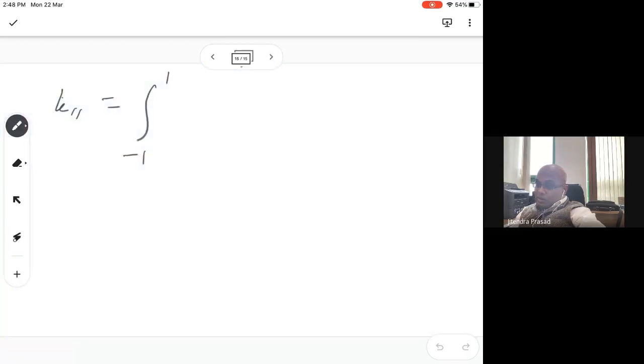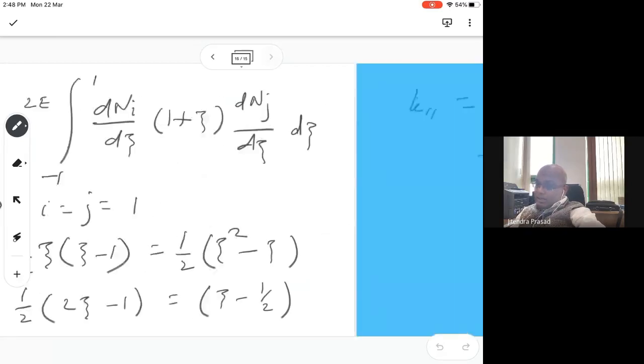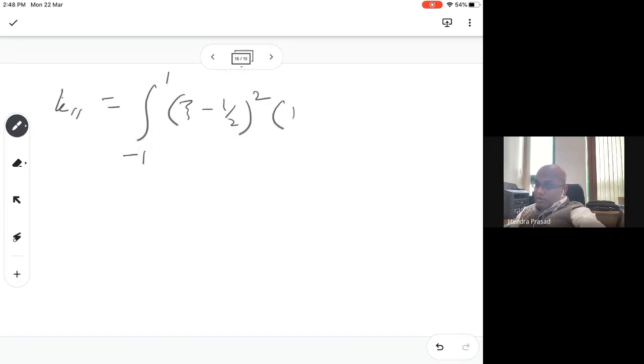ξ minus half, squared, multiplied by (1+ξ), multiplied by (1+ξ). Done. You expand it, or you can now use Gauss quadrature, and you can do it.